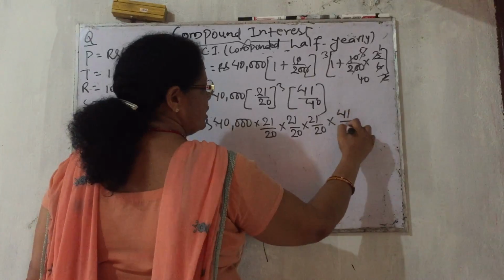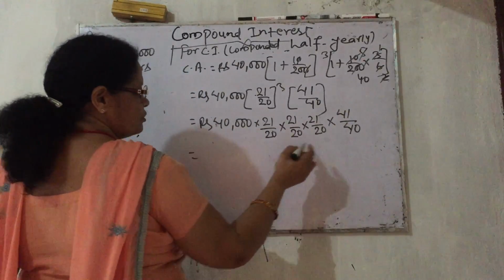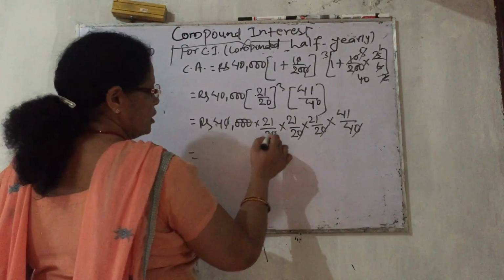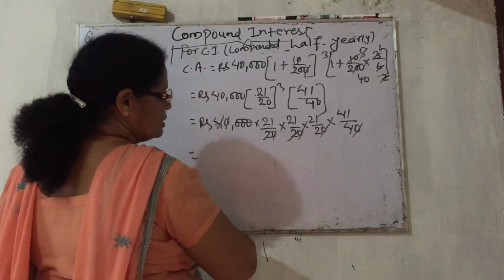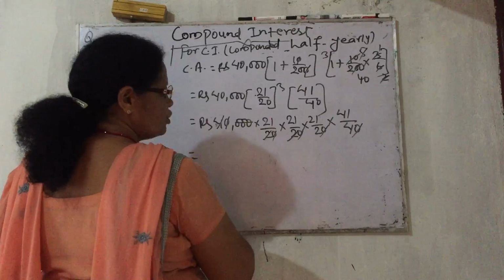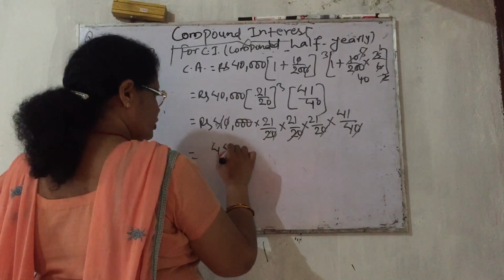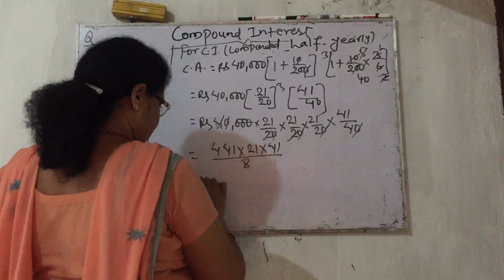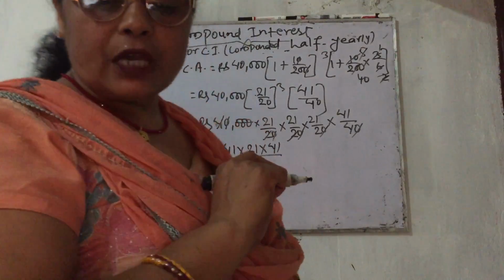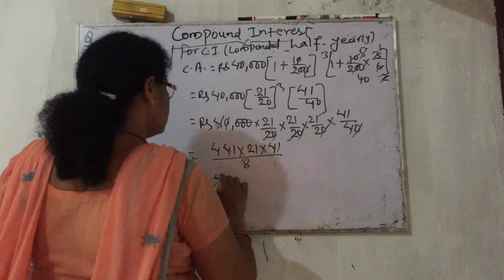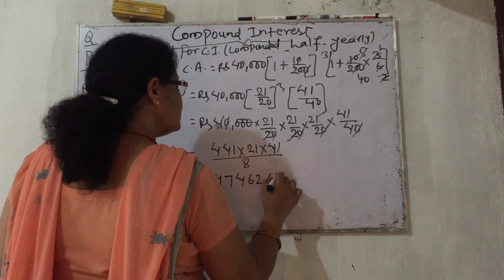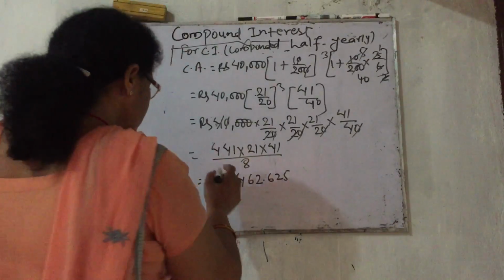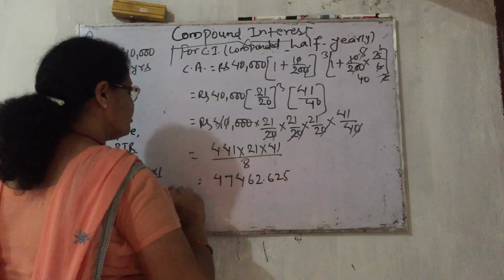Cancelling the zeros and the 40s, 2 2s are 4 and 4 also cancels. Now how much is left? 4 2s are 8 in the denominator, and in the numerator it will be 441 into 21 into 41 divided by 4 2s are 8. Altogether we will get 47,462.625. So it is CA, we have found it here.